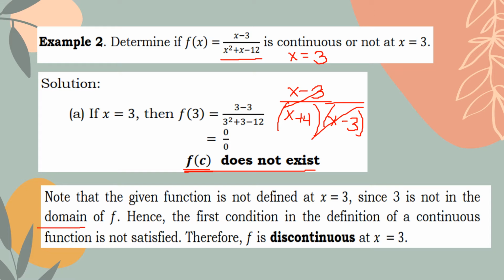Hence, the first condition in the definition of a continuous function is not satisfied. Di ba? Ingon to, if anyone, kung naay bisag usa lang sa A or si B, mo fail, meaning automatically the function is discontinuous. Always put the given number. Discontinuous at x equals 3.